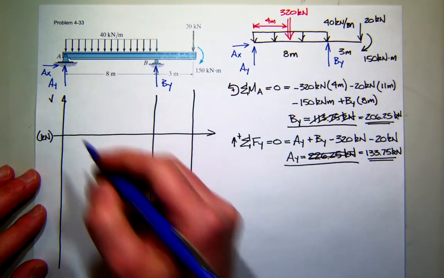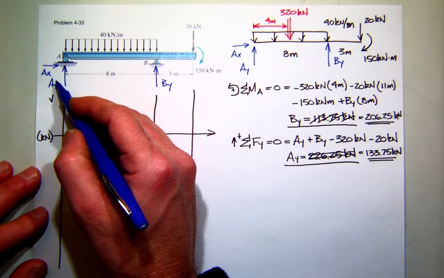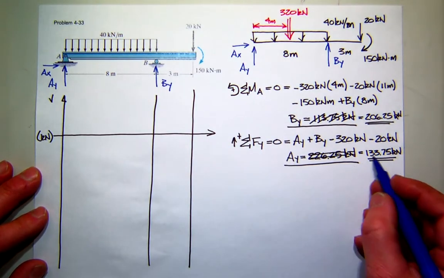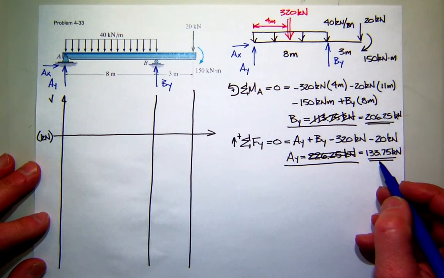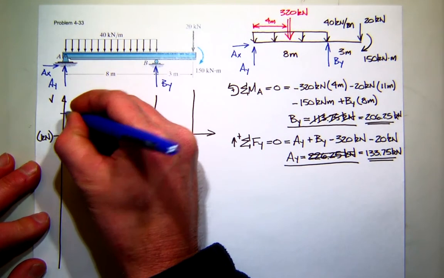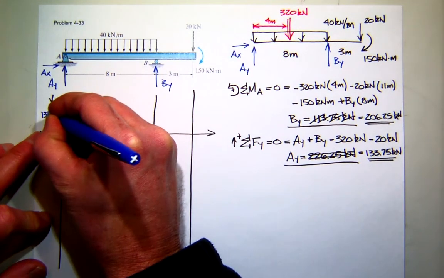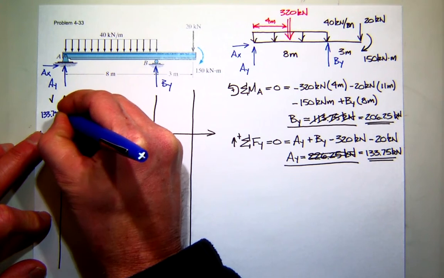Okay, so what's the shear at A? Well, it would be AY, and we found AY to be 133.75. And that's positive or negative shear? Positive. So we'll start here at 133.75.